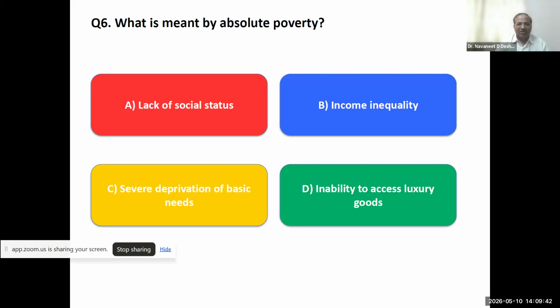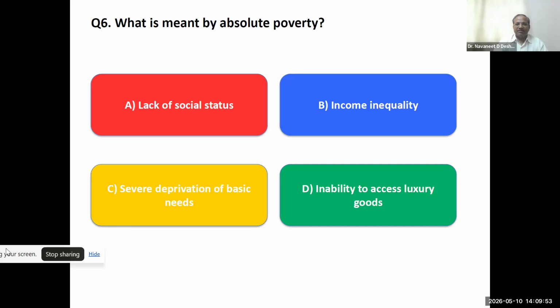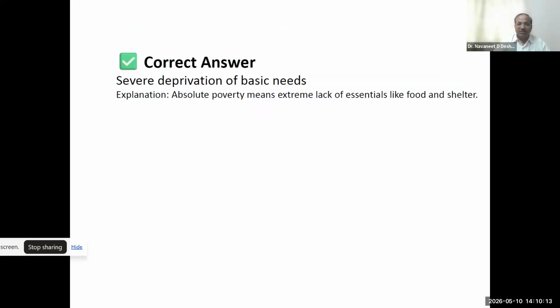The next question is, what is meant by absolute poverty? A, lack of social status. B, income inequality. C, severe deprivation of basic needs. And D, inability to access luxury goods. Let's try to see the answer. Correct answer is severe deprivation of basic needs. Absolute poverty means extreme lack of essentials like food and shelter.